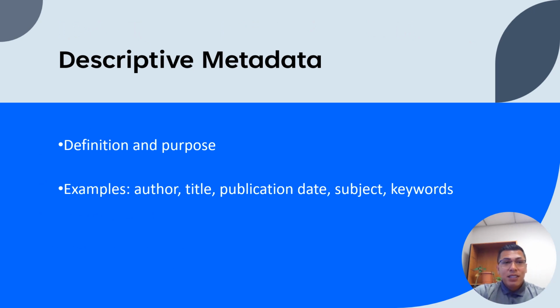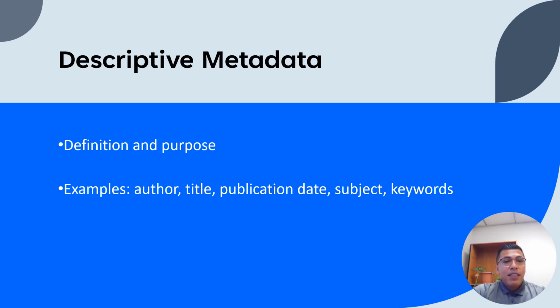First, let's discuss descriptive metadata. Descriptive metadata provides information about the content and context of a resource. It helps users discover and identify resources that meet their information needs. Some common examples of descriptive metadata elements include author, the person, group, or organization responsible for creating the resource. Title, the name given to the resource, usually by the creator or publisher.